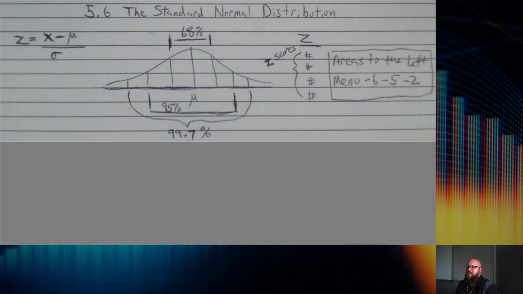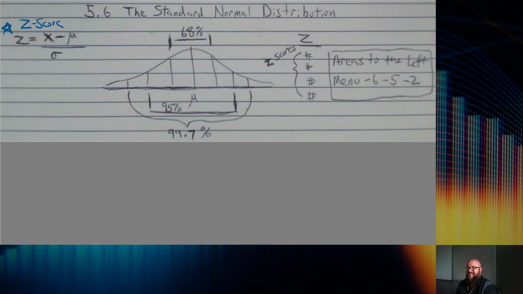All right, so today we're going to talk about the standard normal distribution. This is lesson 5.6, and we're going to talk about this curve, the normal curve. You've already seen us talk about this a little bit with the z-score. Don't forget that that's your x value minus your mean divided by your standard deviation. That's how you find your z-score.